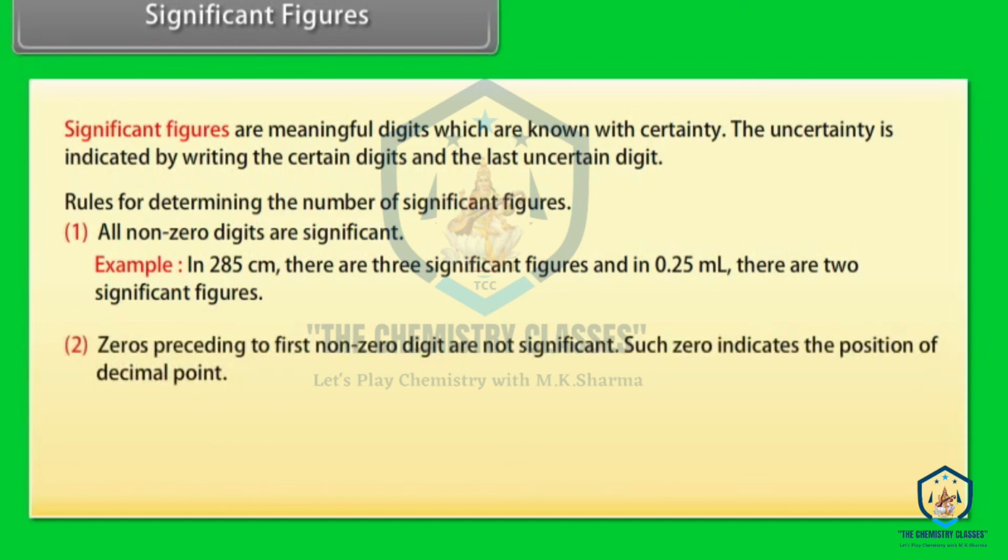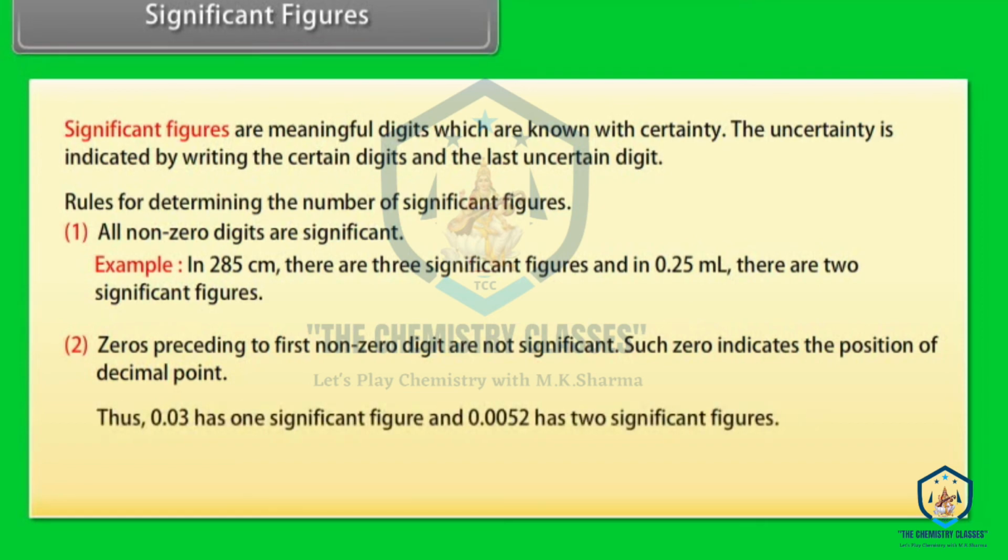Zeros preceding the first non-zero digit are not significant. Such zeros indicate the position of the decimal point. Thus, 0.03 has 1 significant figure and 0.0052 has 2 significant figures.